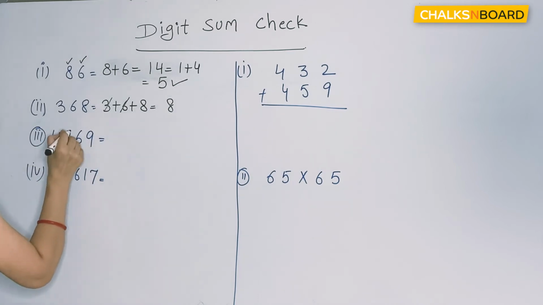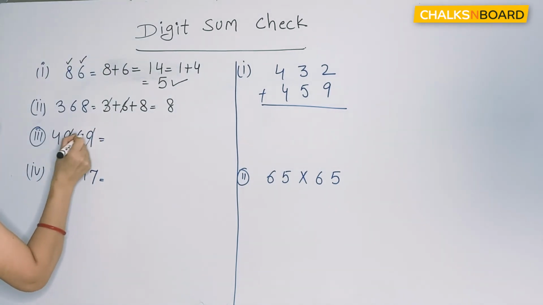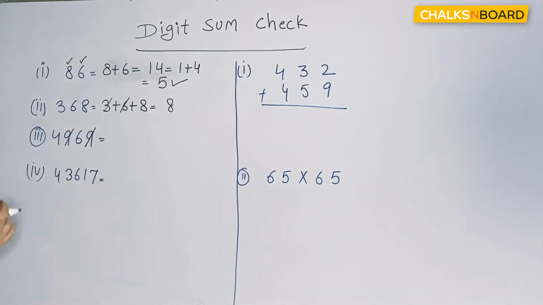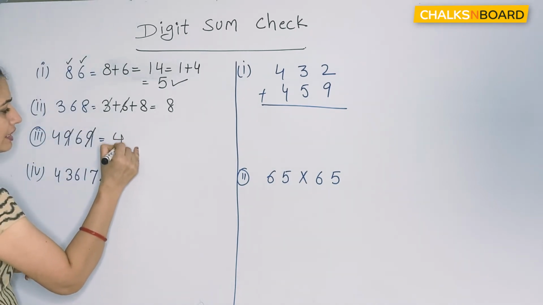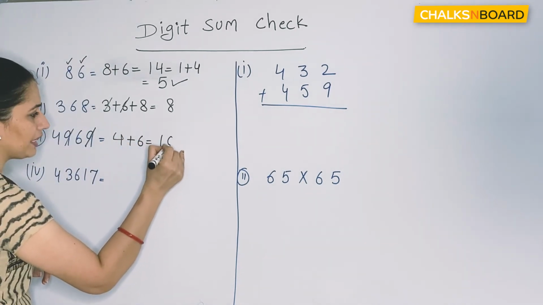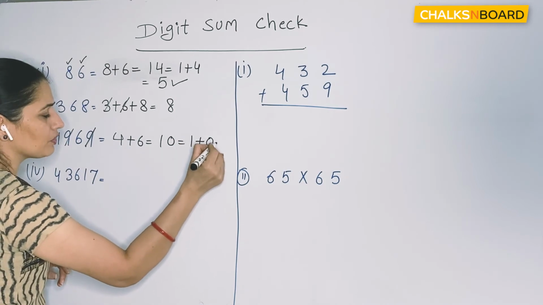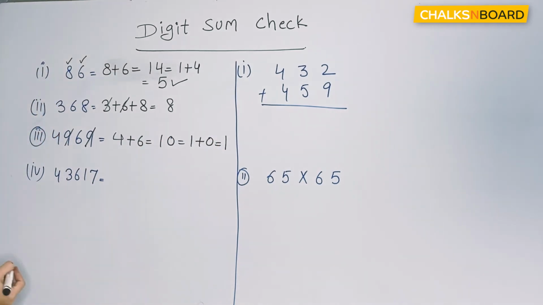Next is 4969. So आप यहीं पर 9 को skip कर सकते हैं क्योंकि 9 को ऐड करने का मतलब ही नहीं है, and 4 plus 6, that is 4 plus 6 is equal to 10. When we add 1 plus 0, this is equal to 1.